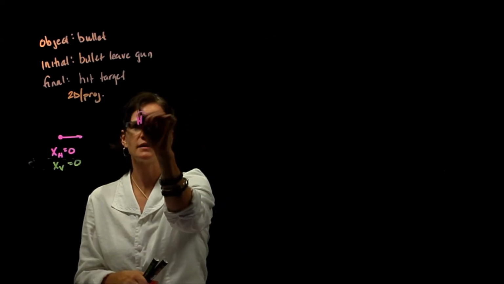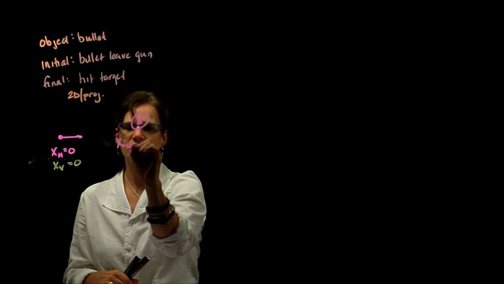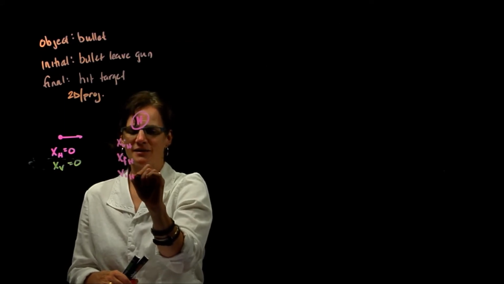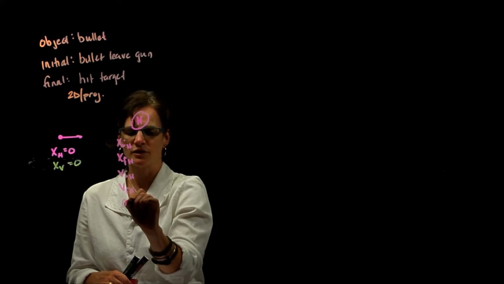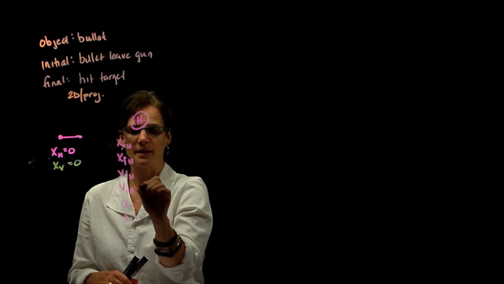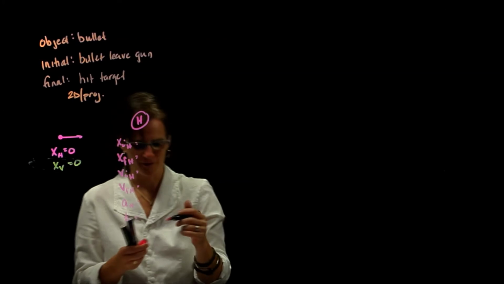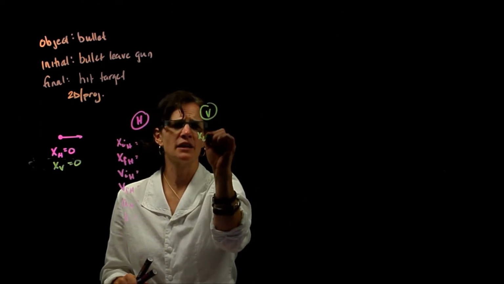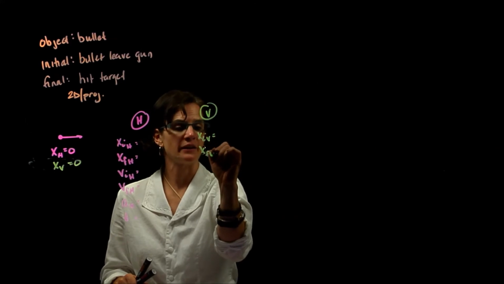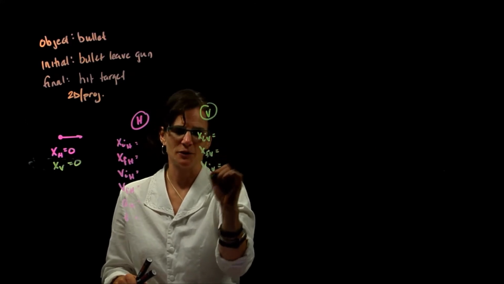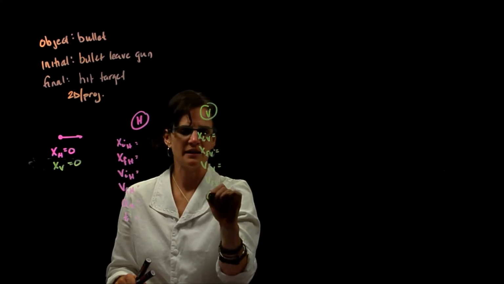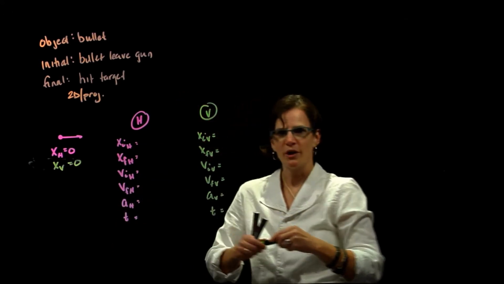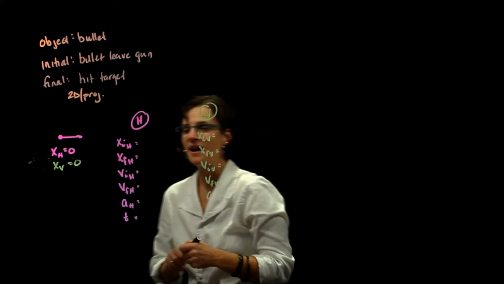So horizontally, I have an initial horizontal position, a final horizontal position, an initial horizontal velocity, final horizontal velocity, horizontal acceleration, and time of the total motion, independent of direction. And vertically, I have an initial vertical position, a final vertical position, an initial vertical velocity, final vertical velocity, vertical acceleration, and time as well. So what are the values that I know or can be implied from the problem?